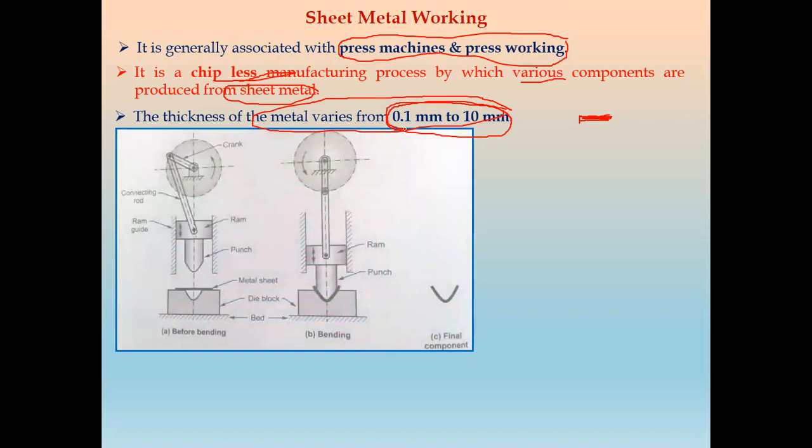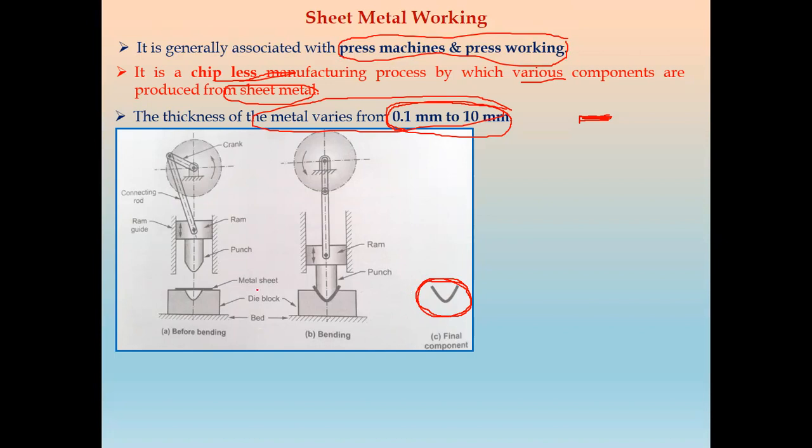Now if you see, there are different operations by which we can do this sheet metal working. This is one example of sheet metal working, that is bending. By the bending method, there are various operations done on this sheet metal working. In that, one of the operations is bending. In that we have U bending, V bending, angle bending.